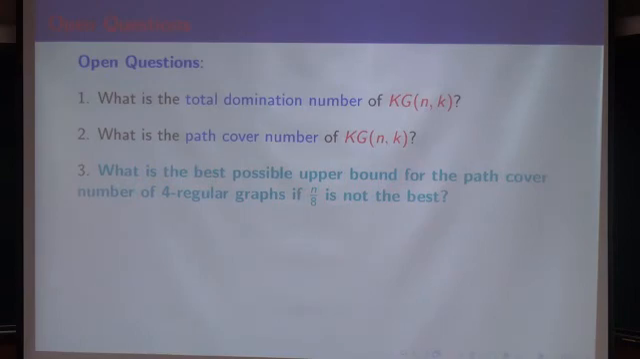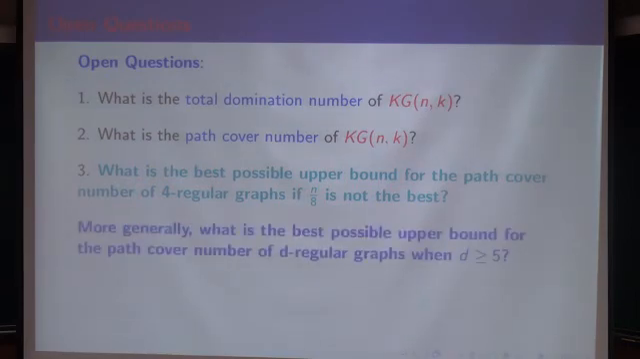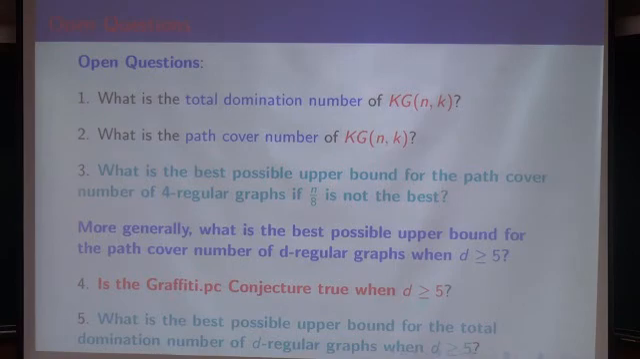More generally, what is the best upper bound for the Pascal number of d-regular graphs when d is greater than or equal to 5? And is the conjecture still true when d is greater than or equal to 5? I still don't know. I did not mention this, but you can also think about this question: what is the best upper bound for the total domination number of d-regular graphs? When d is equal to 3, n over 2 is best possible, and there are infinitely many. When d is equal to 4, it's 2n over 5. And for 5, I don't know.